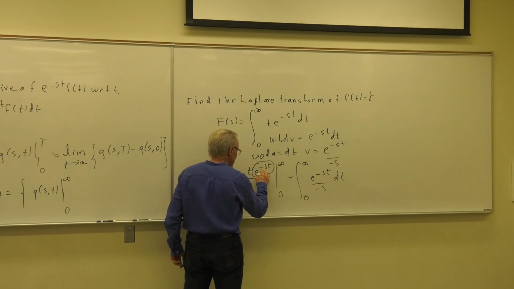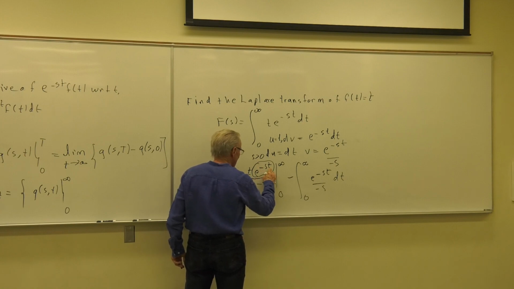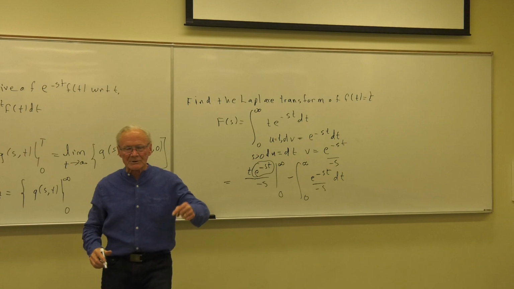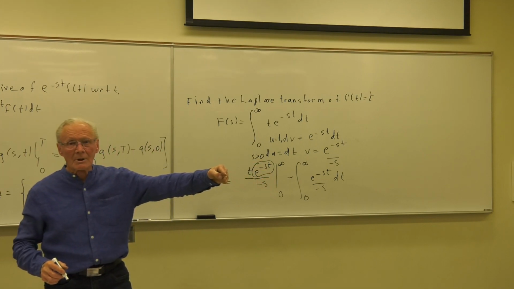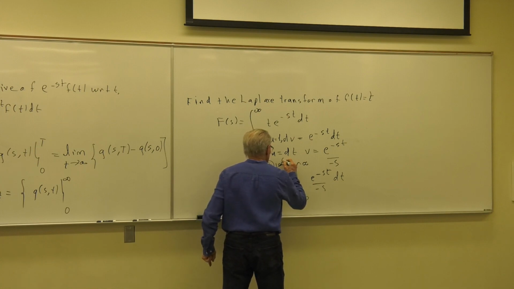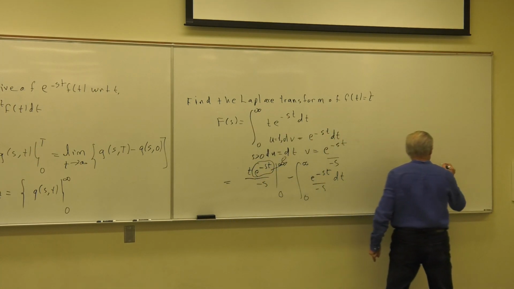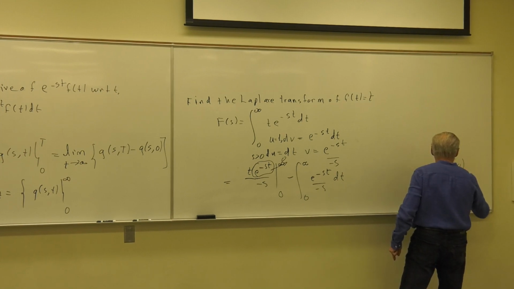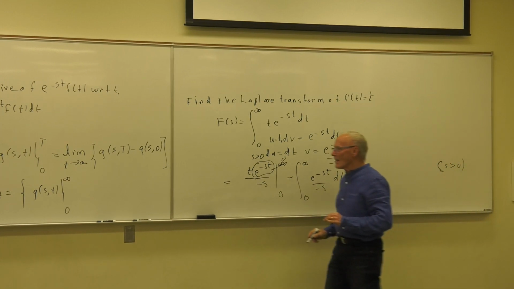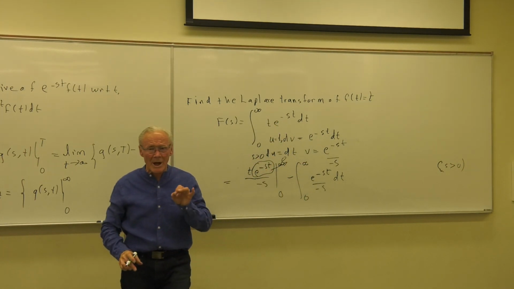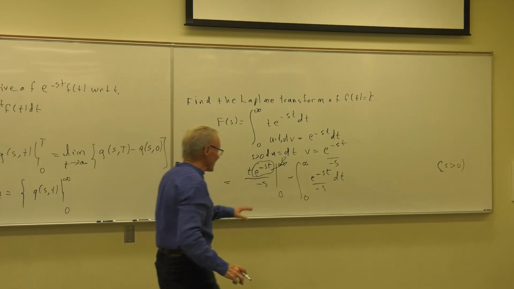What is this going to do? Well, if s is greater than 0, then this is e to the minus something, and t is getting huge. What is e to the minus a huge? The answer is 0. So this one is going to 0, provided s is bigger than 0. So we know so far that the Laplace transform of this guy can only exist when s is bigger than 0.